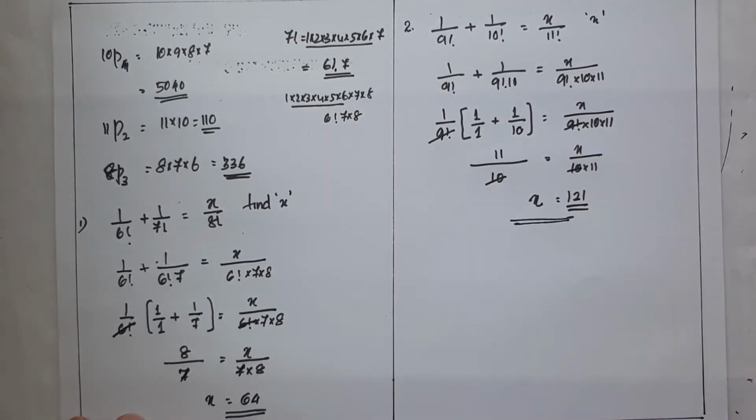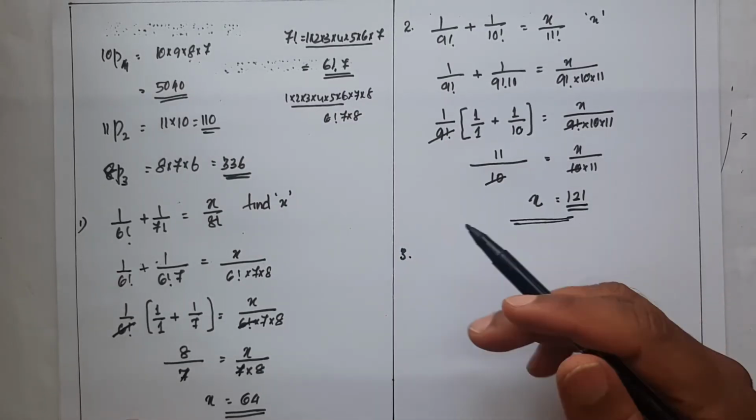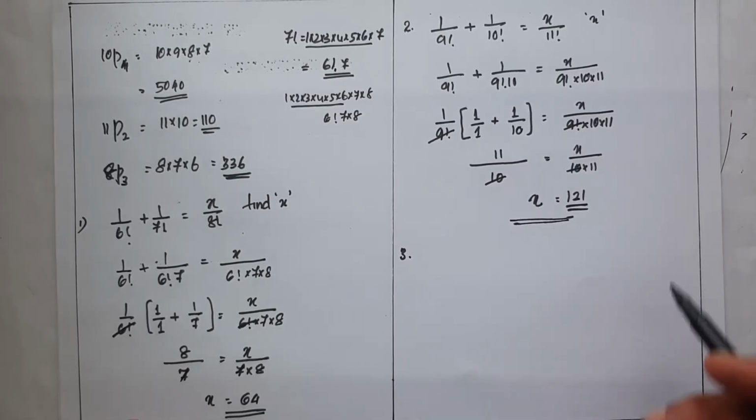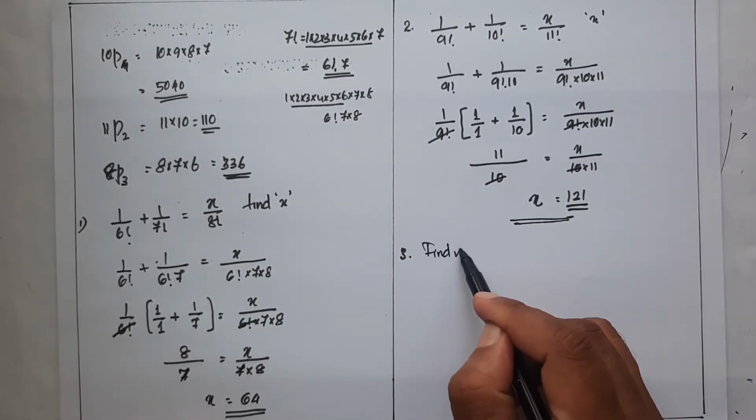These are some simple questions based on the permutation formula. I will discuss one more question using the concept nPr. This is also a very important question because a detailed explanation of the concept is needed for this type of question. That means our next question is: find n.